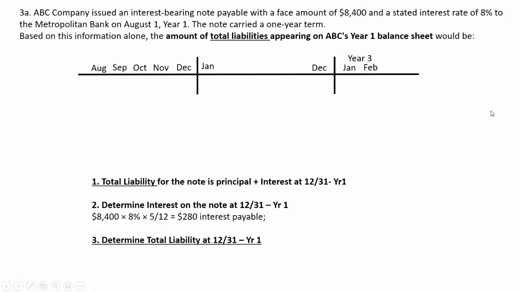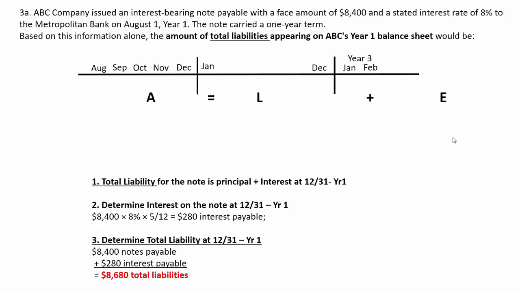All right, then we have a total liability at 12/31 of year 1, which again is right here, which would be the principal on the note, $8,400, plus the interest on the note that we owe, but we're not going to pay until the note is due 1 year from August the 1st, which would be July 31st, year 2. That would be a total of $8,680. Now here's another way to look at this using the accounting equation.